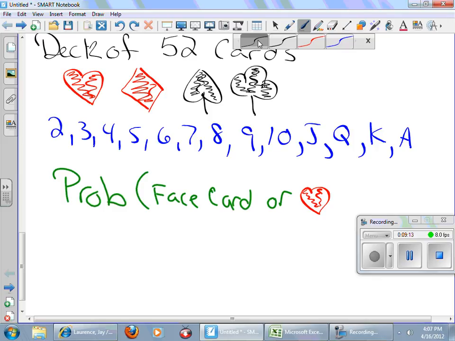Well, let's see. There's 1, 2, 3 face cards in 4 different suits. There must be a total of 12 face cards. 4 kings, 4 jacks, 4 queens. There's a total of 52 cards, right?